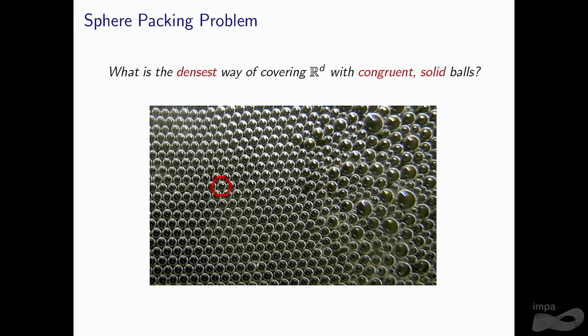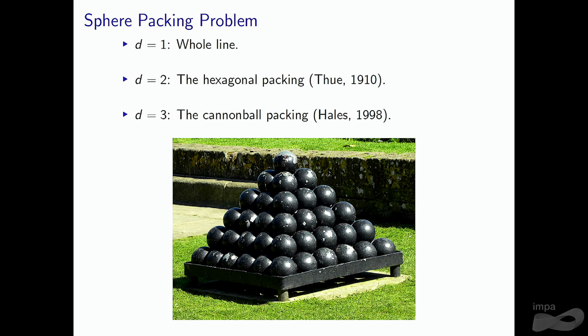And so the sphere packing problem asks the following question. What is the densest way of covering the Euclidean space with congruent and solid balls? For instance, here you have an example of a sphere packing. Here on the left-hand side of the picture, you have an example of a sphere packing in 2 dimensions. So this problem is solved for some dimensions.